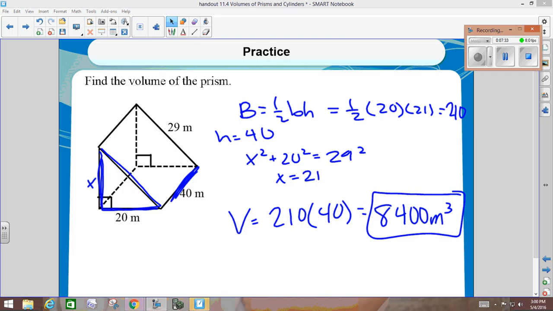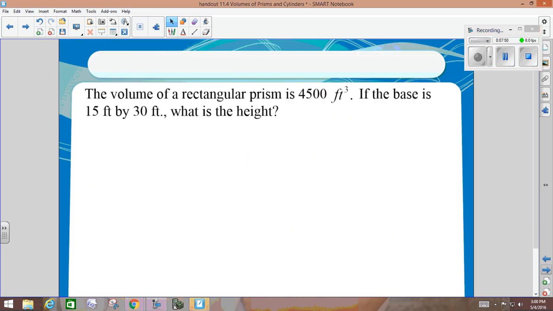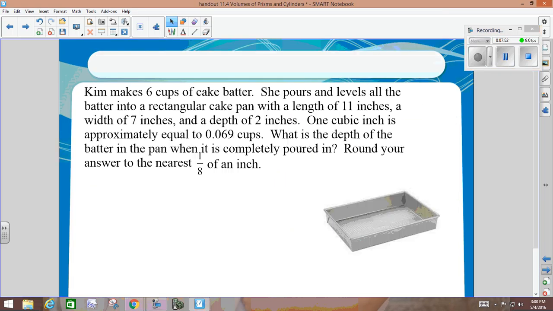The cylinders use the same formula. To find the volume of a cylinder, you take the area of the base times the height. What's the shape of the base on a cylinder? Circle. So how do you find the area of a circle? Pi r squared. So go ahead and do that first example. I think it's numbered 4 on your paper.